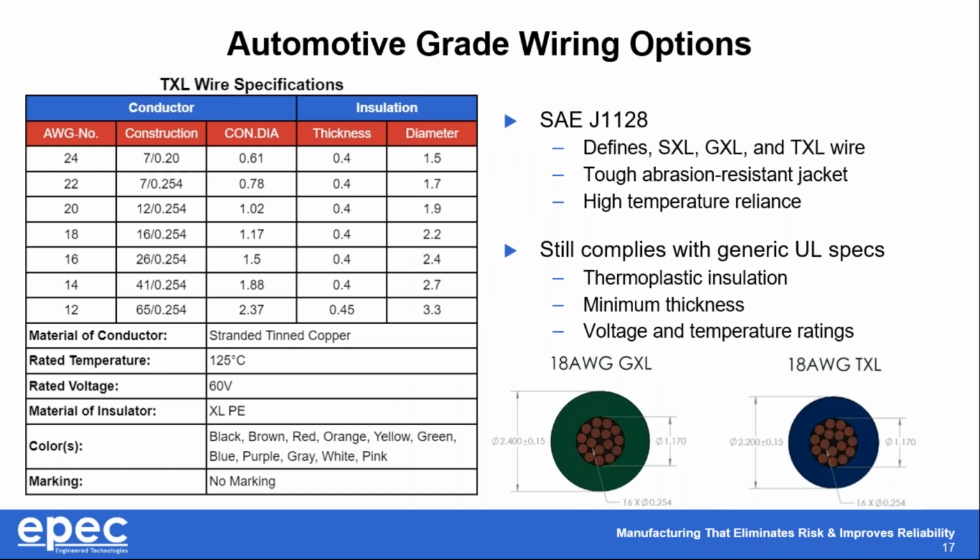Next, a bit about automotive grade wiring options. Though these don't explicitly meet UL, a lot of times these wires can also meet the generic UL specifications. So for example, SAE J1128 defines several types of thermoplastic, tough, high temperature rated wire jacket options. These are typically defined by the minimum diameter of the wire with insulation, as well as the maximum allowable temperature and voltage rating.